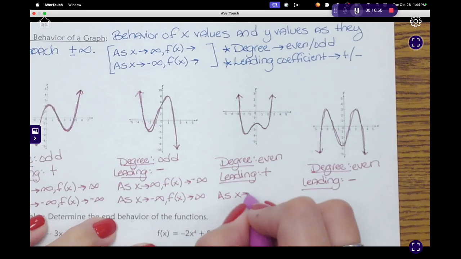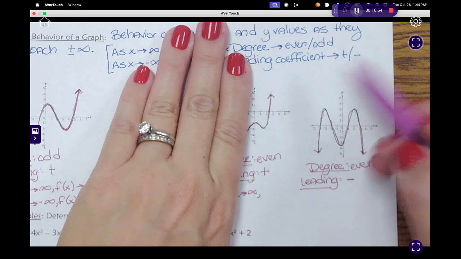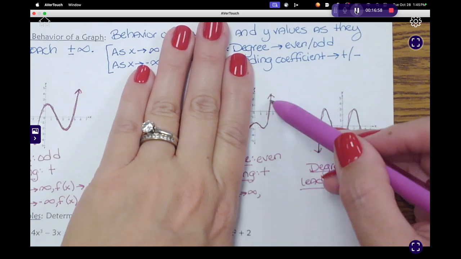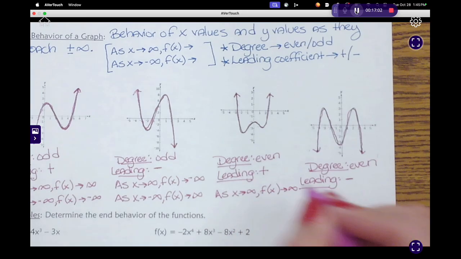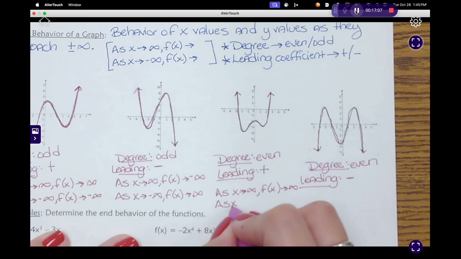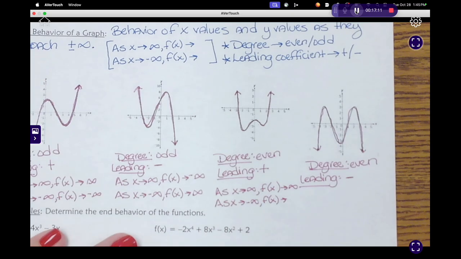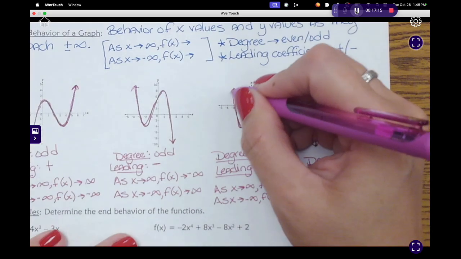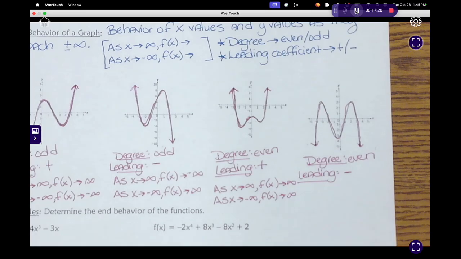So as x is approaching infinity, so again, I'm just looking at this side of the graph. So as I'm looking at this side, those y values are going up. So those y values will be going up. So my f of x is also approaching positive infinity. Now if I look at this one, as x is approaching a negative infinity, so that's the other side of the graph, what are my y values doing? So if I look at this side of the graph, these are actually also still going up. So that would be a positive infinity as well.